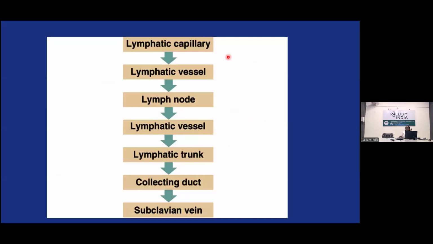So this is the flow chart. From the interstitial space, the lymphatic capillaries absorb the fluid, and then it goes to the lymphatic vessels, and then to the lymph node. Through the lymphatic vessels, it enters the lymphatic trunk, and then goes to the collecting duct. Through that, it enters into the subclavian vein.